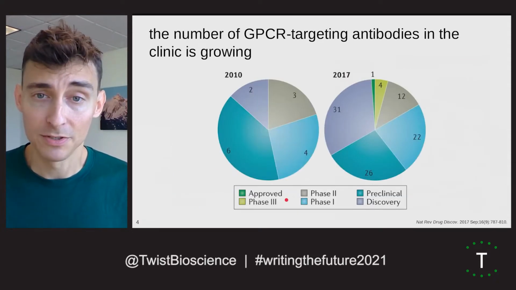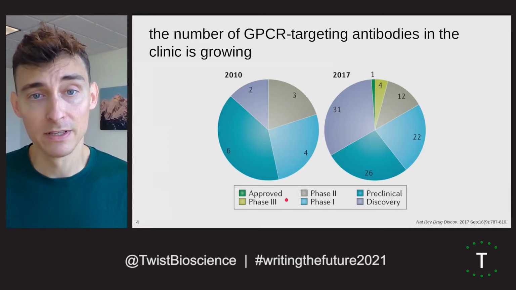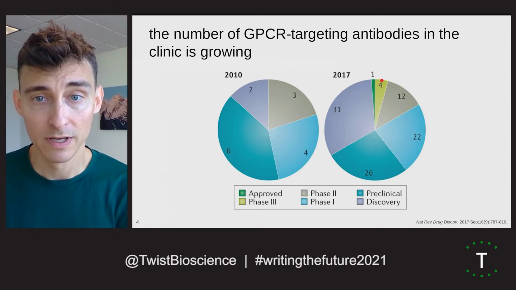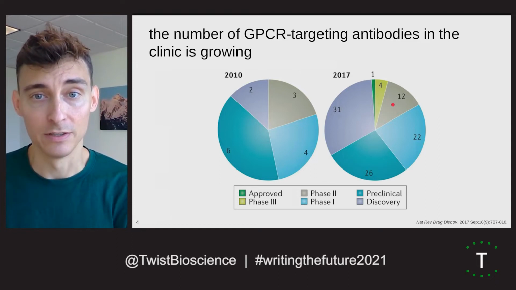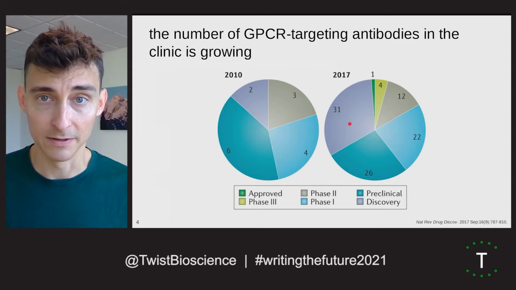And biologics are also a growing facet of drug development. A few years ago, the first monoclonal antibody targeting a GPCR was approved. And as you can see, there's a lot more biologics that are currently in development. So this is very much a frontier.